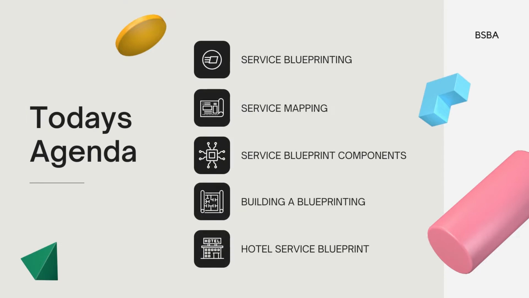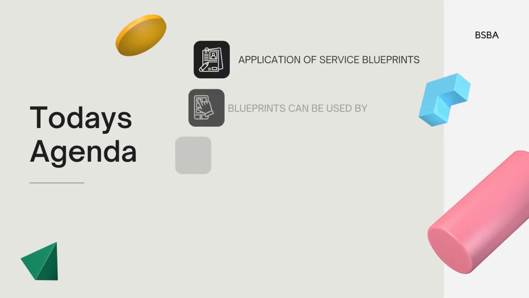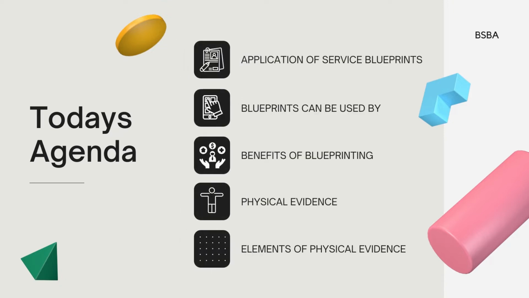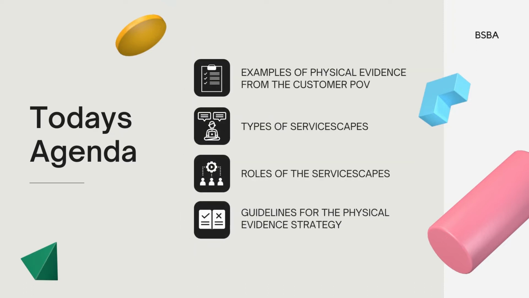Service blueprinting. Service mapping. Service blueprint components. Building a blueprint. Hotel service blueprint. Application of service blueprints. Blueprints can be used by. Benefits of blueprinting. Physical evidence. Elements of physical evidence. Examples of physical evidence from the customer point of view. Types of servicescapes. Roles of the servicescapes. And guidelines for the physical evidence strategy. Without further ado, let's get started.